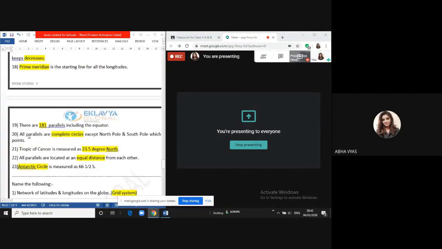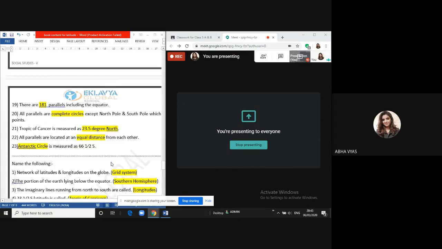There are 181 parallels including the equator. All parallels are complete circles except North Pole and South Pole, which are points. Tropic of Cancer is measured as 23.5° north. All parallels are located at an equal distance from each other. Antarctic Circle is measured as 66.5° south.